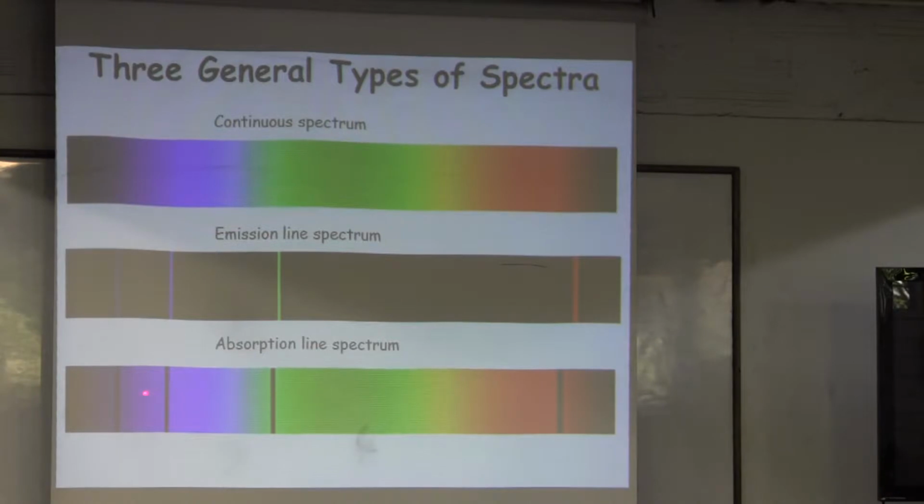And of course, you can also have a continuum source in the background and some foreground gas that is absorbing at, for example, these discrete wavelengths, energies. So then you get this absorption line spectrum. For most of what we discuss today, we don't care whether it's an absorption or emission line spectrum. Spectrographs work for everything.